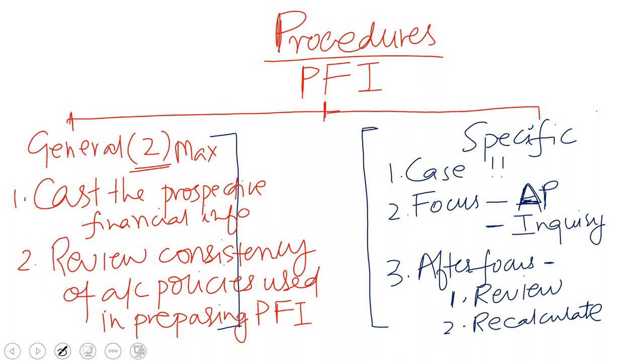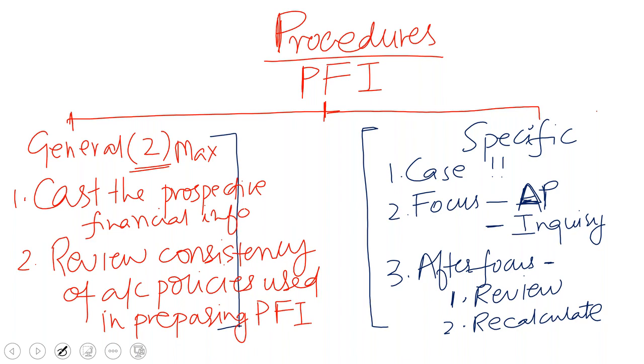Consistency of accounting policies. You should also review that the accounting policies historically and the accounting policies in future are not changing. Because if there is a change in accounting policy, that will also impact your future numbers. So review the consistency of accounting policies, in order to ensure that the accounting policies used in preparing the PFI are consistent. That is basically an IAS 8 retrospective matter. Nothing to be done, Asim Iqbal, in terms of PFI retrospective IAS 8.